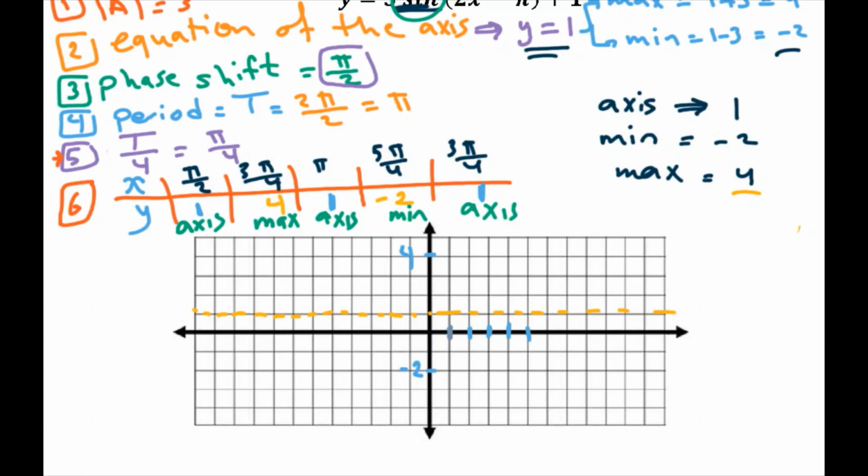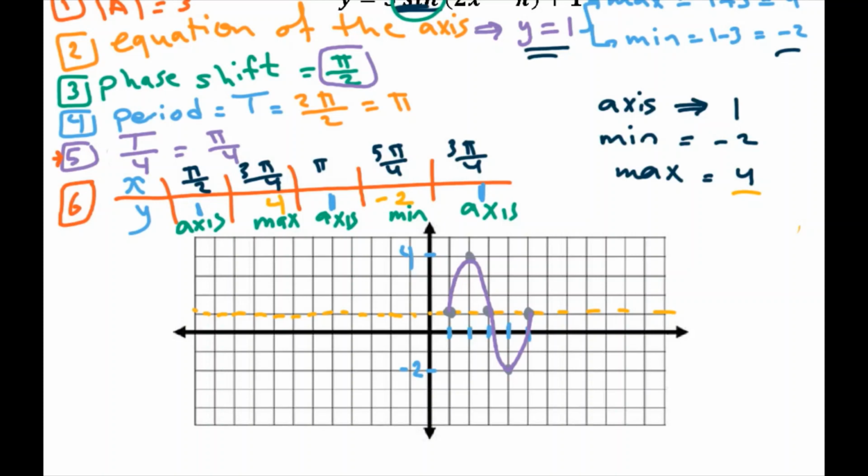So pi over 2 is this point here. Pi over 2 goes with 1, the axis. So this is my point. Then 3 pi over 4, which is the next one, will go with 4. Then we have pi with 1, 5 pi over 4 with -2, and 3 pi over 2 with 1. And then I match between them. So I'm going to match now, and it has to be a curve. You can make it better. Here we go. Now this is one cycle.